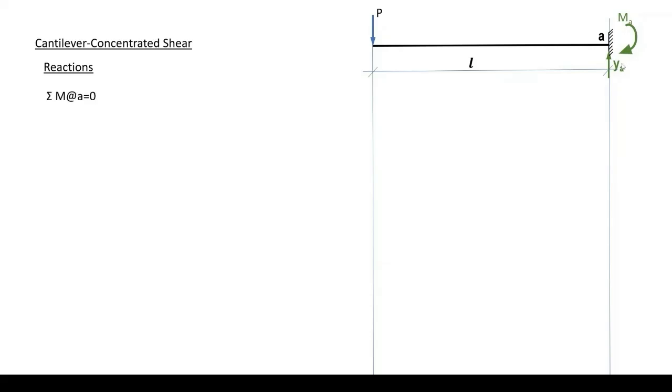We will start computing MA. Taking moments about A, YA is cancelled. Moment is MA, and the only force making a moment is P multiplied by L. So we have the following equation: P multiplied by L rotating about A, and MA rotating in the opposite sense. This gives MA equals P multiplied by L.